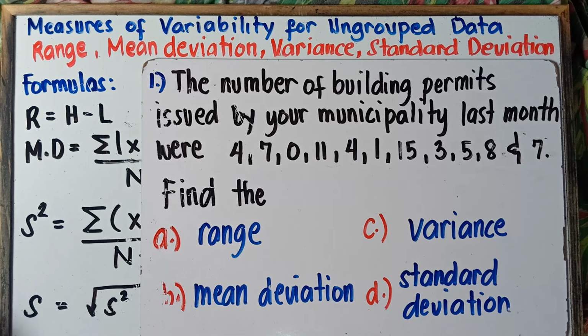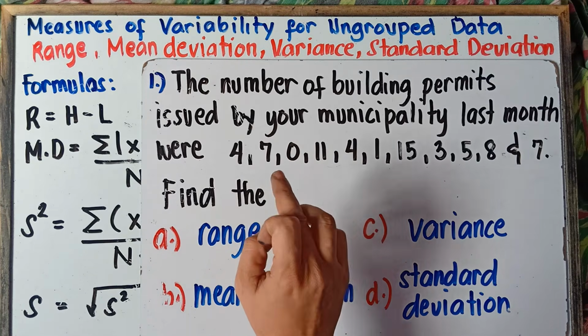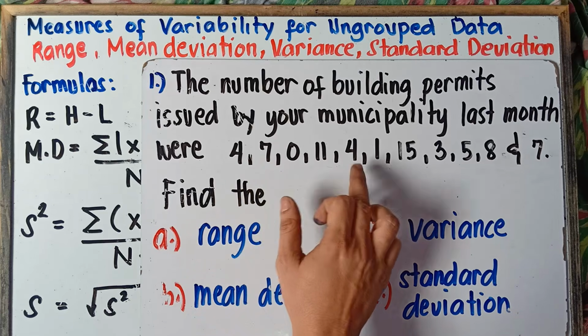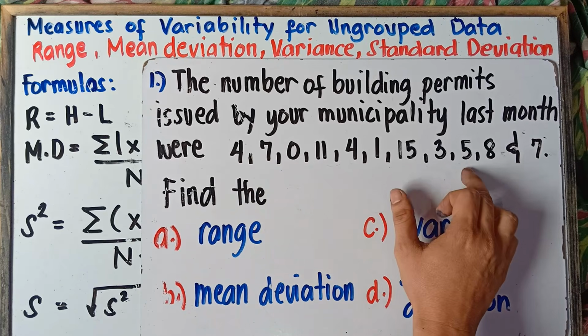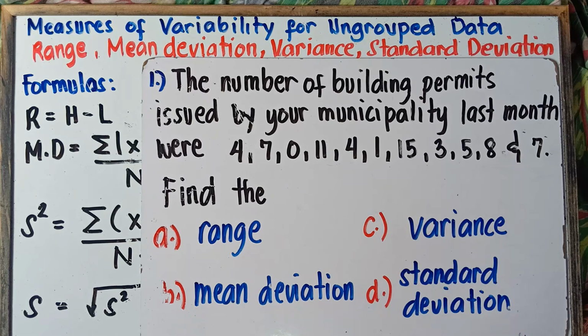This will be the question for example number 1. The number of building permits issued by your municipality last month were 4, 7, 0, 11, 4, 1, 15, 3, 5, 8, and then 7. And then we're going to find the range, the mean deviation, the variance, and then the standard deviation.